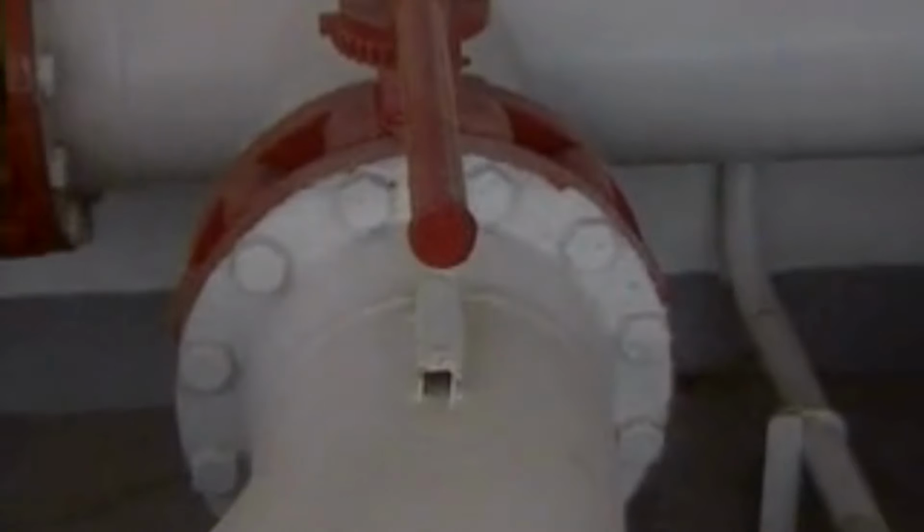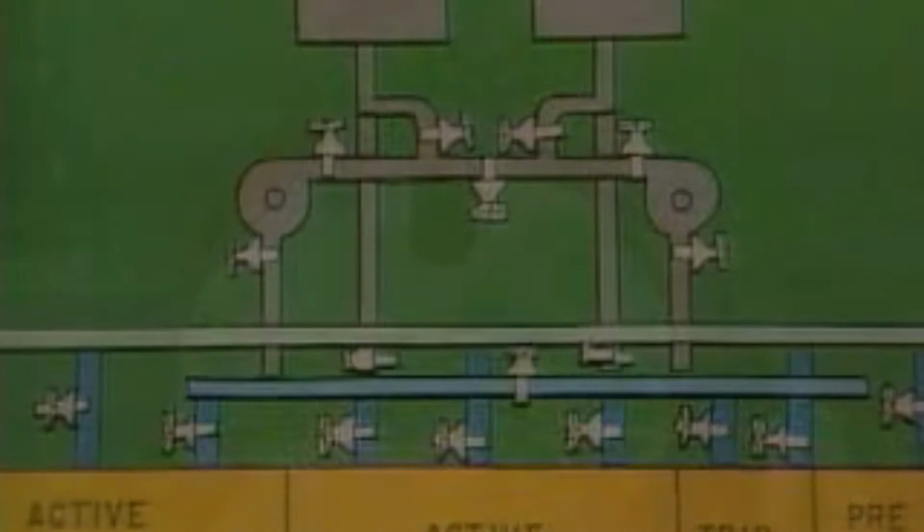Butterfly valves are closed when the direction of the handle cuts across the direction of the pipe, and open when the direction of the handle lines up with the direction of the pipe. Let's say we want to move mud from the active tank to the number 1 mud pump.